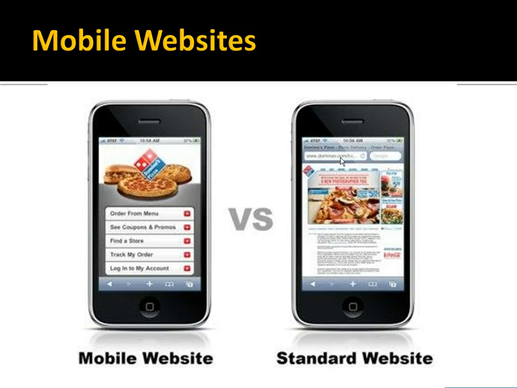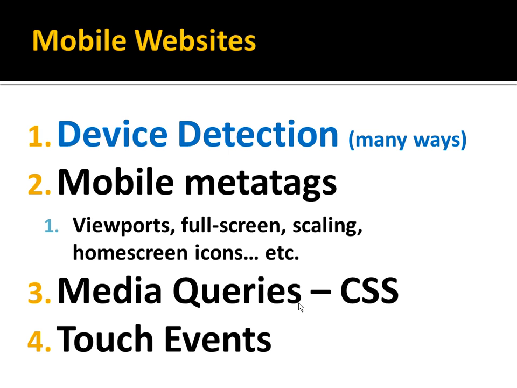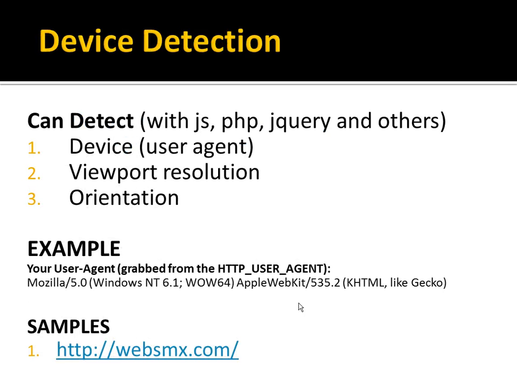Now, the question is, do you want to develop a mobile website or do you want people to access your standard website? Most of the time people want a mobile website if you're using something like an iPhone or Android device. So there are a few things that we have to be able to do. We have to be able to detect the device. We also need to be able to use meta tags and set our viewports and full screen and stuff like that. We can do this with media queries, and we also need to understand what touch events are.